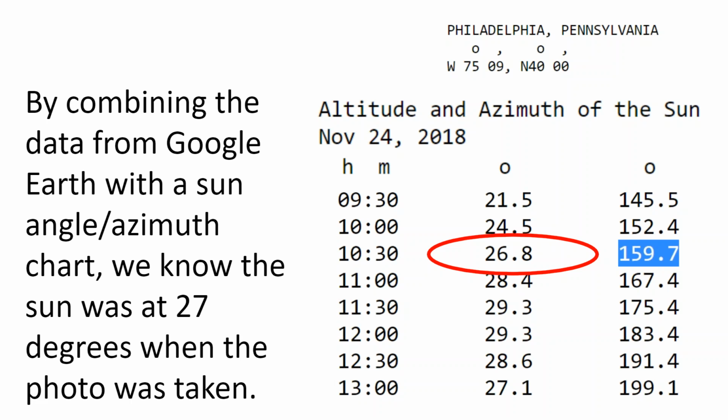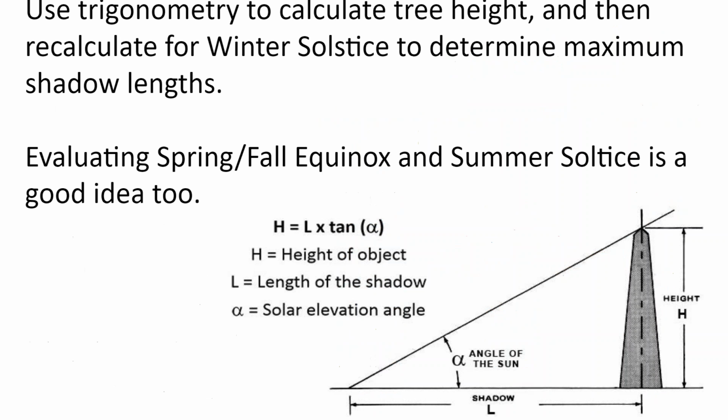And so what the altitude and azimuth of the sun angle chart will tell me is, when the sun was at 160 degrees bearing, it was 27 degrees up in the sky. So even though Google Earth won't tell me what time of day the photo was taken, the sun angle azimuth chart will, because I know the bearing of the shadow, and now I know the elevation of the sun. And if I know the elevation of the sun and the length of the shadow, I can use trigonometry to calculate the height of the tree.